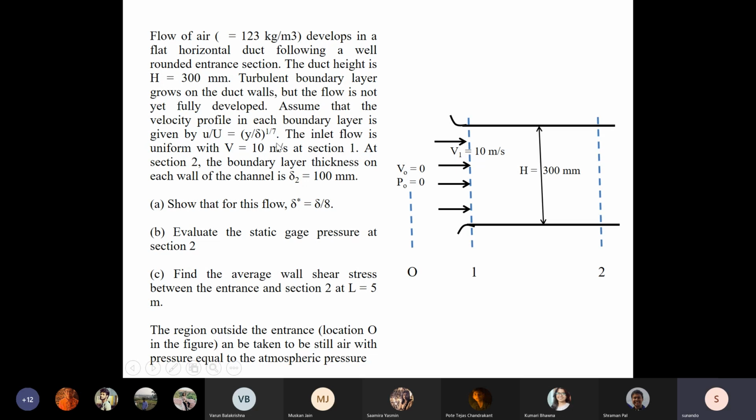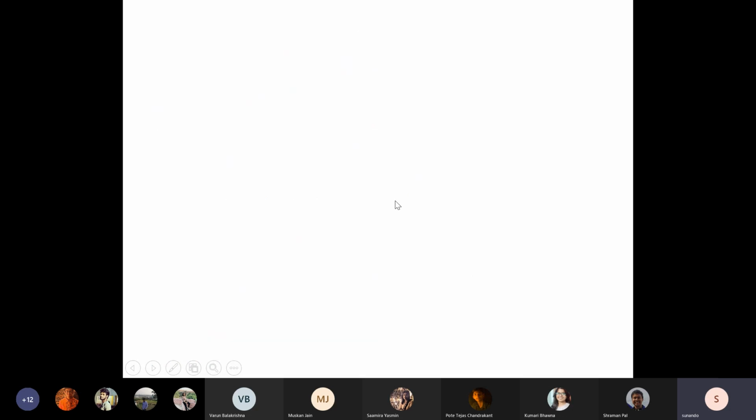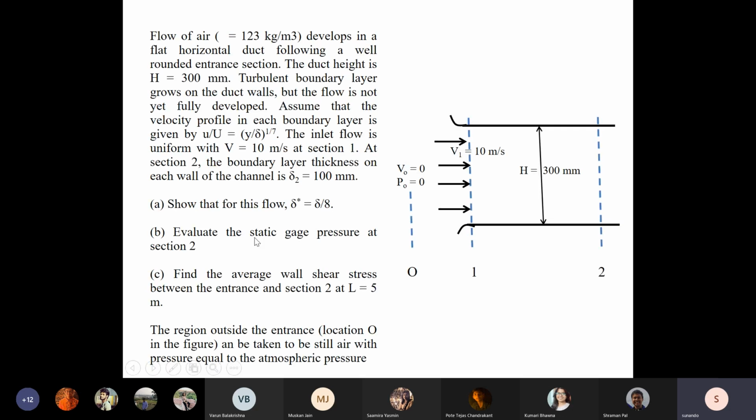The 1/7 power law is assumed to be applicable. The inlet flow is uniform with 10 meters per second. At section 2, the boundary layer thickness on each wall of the channel is 100 mm. So that has been provided. Show that for this flow, delta star equals delta by 8. That's the first part of the problem. Then evaluate the static gauge pressure at section 2 and the average wall shear stress.